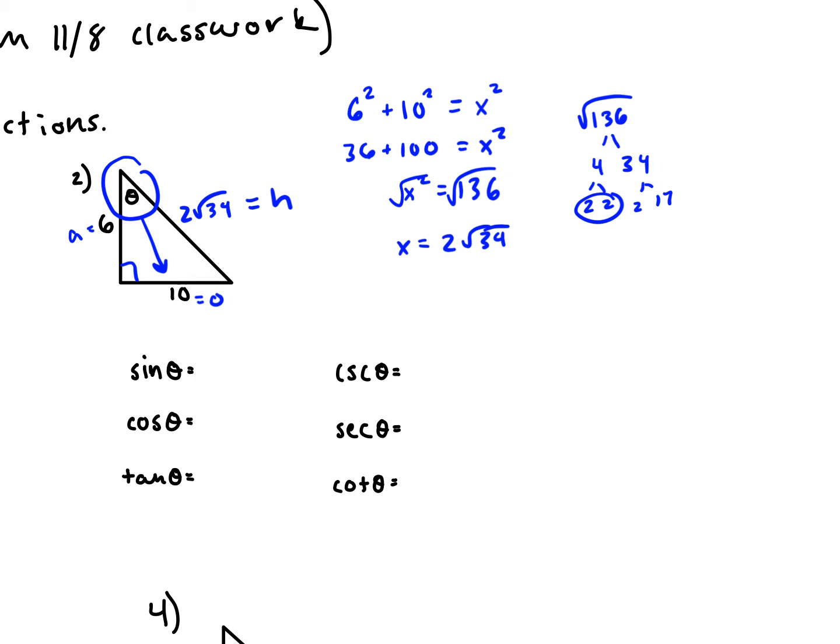So sine is opposite over hypotenuse, so that would be 10 over 2 square root 34. Can this simplify? 5 over square root 34, but we have to rationalize. So this would become 5 square root 34 over 34. Where did you get the 5 from? It was on the top because 10 divided by 2 was 5. So 5's on the top.